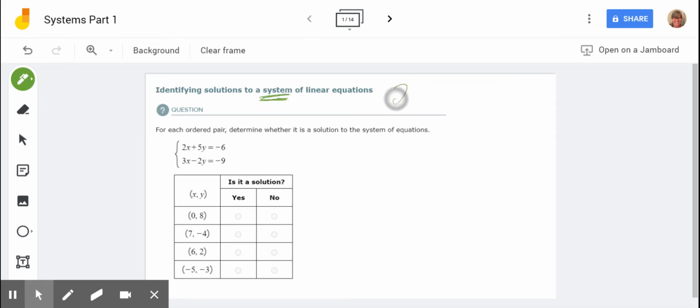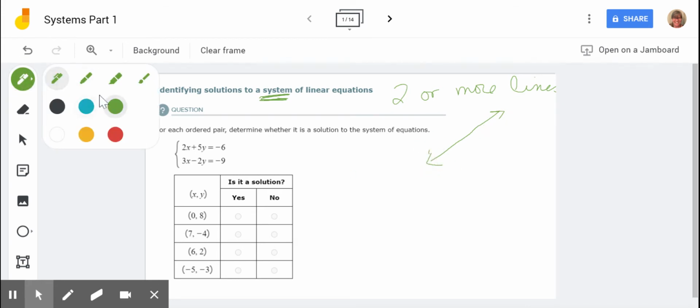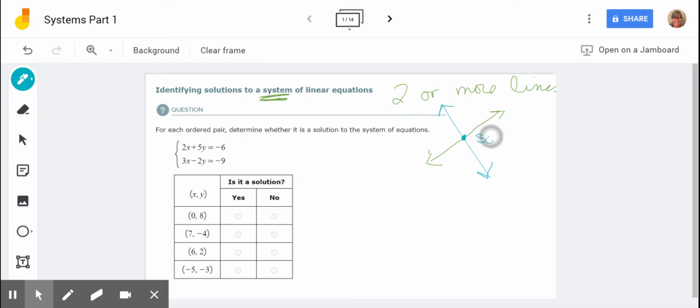It means two or more lines. Okay. So what that means is that you are talking about graphing more than one line. So far, we've only been graphing one line. Well, now we're going to start graphing more than one line. So you probably are thinking, okay, maybe you have a line here, and maybe you have a line here, and you can see that the solution is the point that is on both lines. That is the solution. Okay.